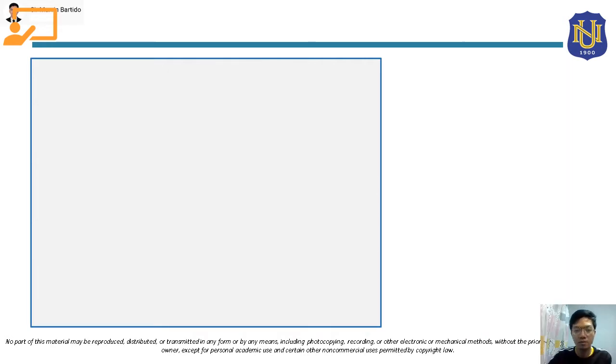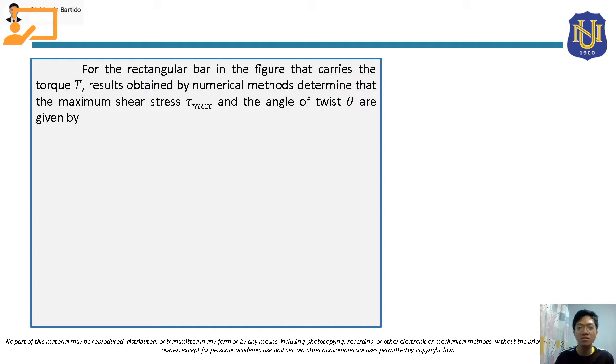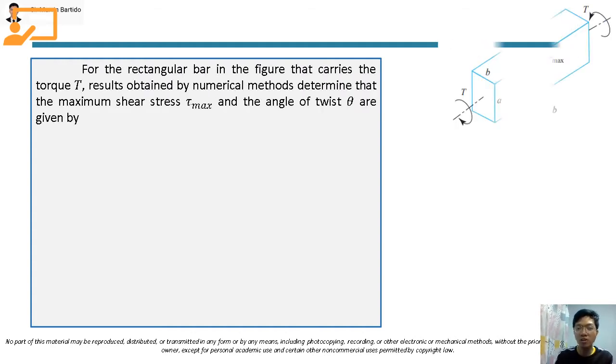So we already know the formula for the maximum shear stress and angle of twist for a square, for an equilateral triangle, and for an ellipse. Now, for rectangles, let's say for the rectangle in this figure that carries torque T, results obtained by numerical methods determine that the maximum shear stress and the angle of twist are given by this formula.